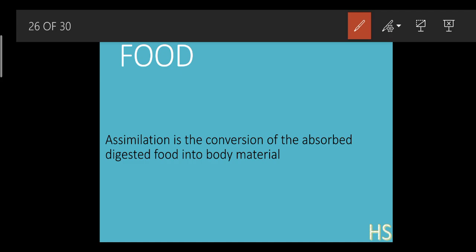A fatty person, what does a fatty person eat? A lot of fatty food like ghee, butter, cheese. So we can easily see that the person eats a lot of fat, and we can identify that person by body language, whether the person has muscles or fats. If you eat a lot of protein, the muscles will get developed, but if you eat a lot of fat, the fats will get developed around your body. So assimilation is the conversion of the absorbed digested food into body material. Body material means it helps to grow your body. We need food because we need to grow.